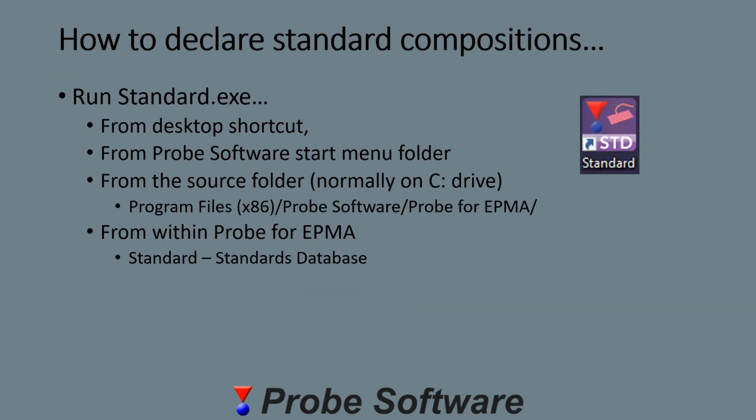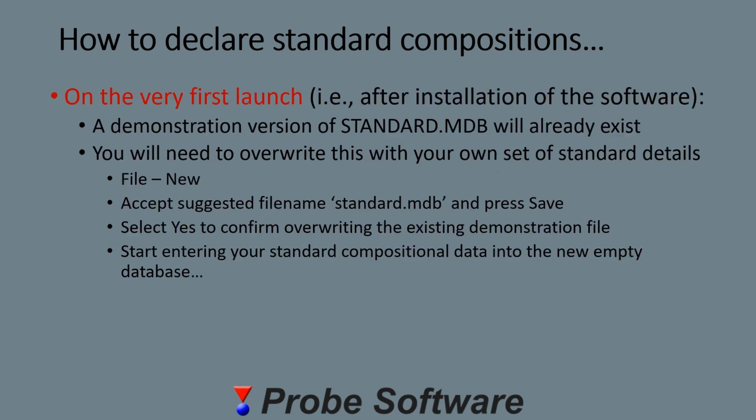Now, there's several ways to launch standard.exe. You can either do it from a desktop shortcut, from the Probe Software Start menu folder, or you can dig all the way down to the source folder, which is normally on the C drive, and this will be in Program Files x86, Probe Software, Probe for EPMA. Or if you've already got Probe for EPMA running, you can select the standard menu item and then the standards database submenu item.